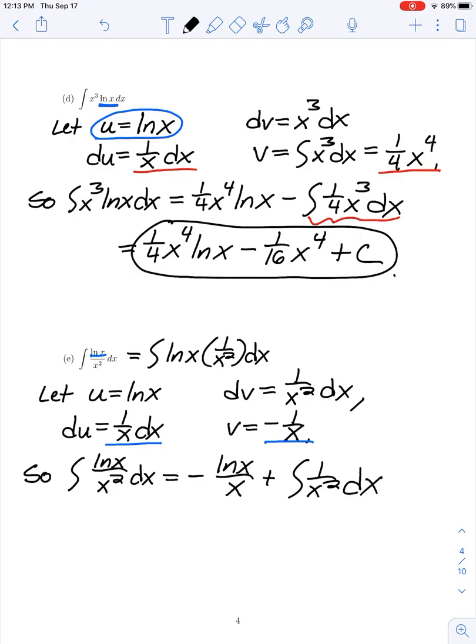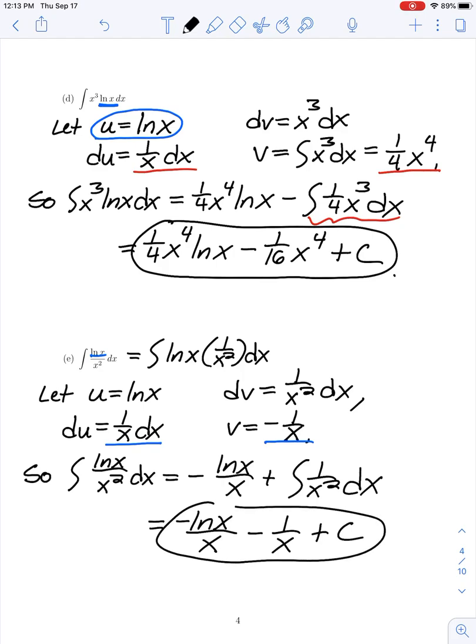And this new integral that we get, we can evaluate directly. So we have a negative log x over x minus 1 over x for the antiderivative of 1 over x squared. And at this stage, we've evaluated all of our integrals, so we can include the constant of integration c. So these last two examples were illustrating that when our integrand involves a natural logarithm, we might try integration by parts where u is taken as that logarithm.